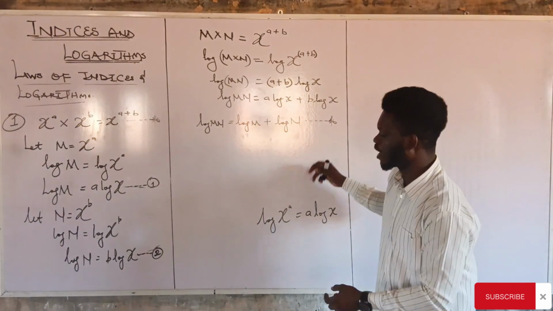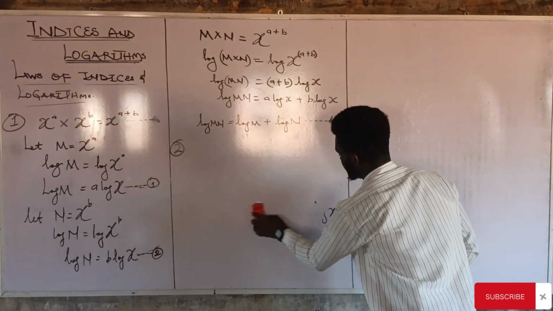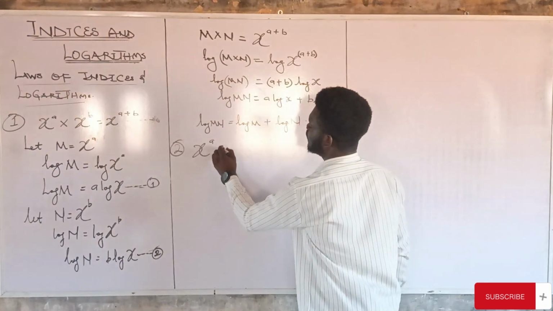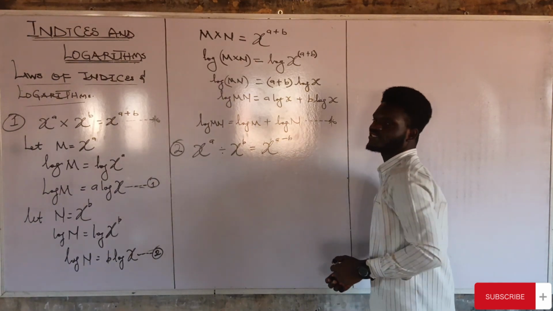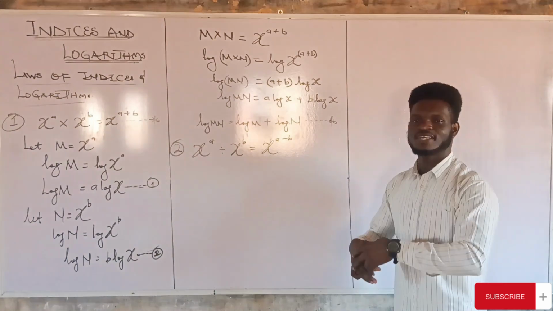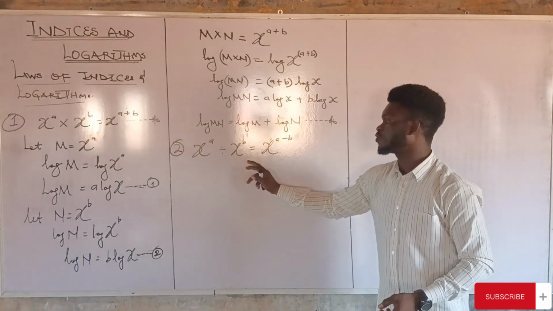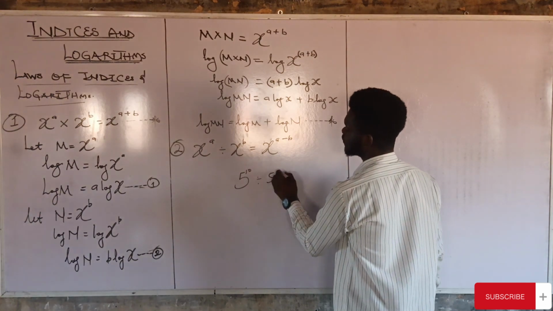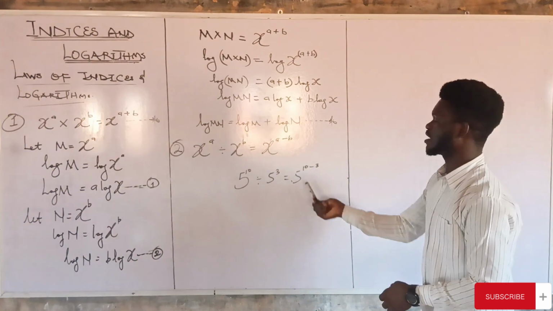So once you've noted this one, another law of indices that I would like to show us today is x raised to the power of a divided by x raised to the power of b equals x raised to the power of a minus b. This is a standard law of indices also that we were taught in senior secondary school. Which means 5 raised to the power of 10 divided by 5 raised to the power of 3 can be written as 5 raised to the power of 10 minus 3, which is 5 raised to the power of 7.